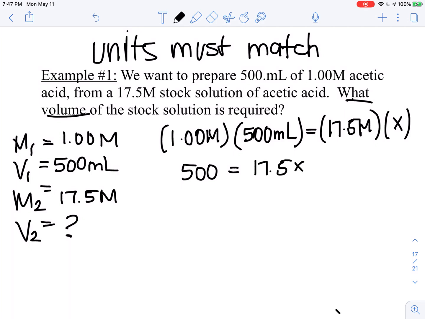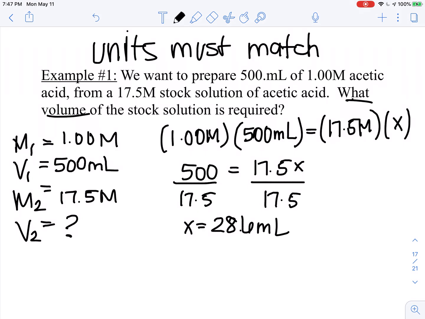To solve for X, we do inverse operation. So it's currently being multiplied. So we'll divide by 17.5, divide by 17.5, and 500 divided by 17.5, X equals 28.6 milliliters. So remember I said that the units must match. So since this was in milliliters, this is also in milliliters. Now, that tells me that I would take 28.6 milliliters of my super concentrated stuff and I would add in water to dilute it. And I would make it less concentrated, down to 1 molar.